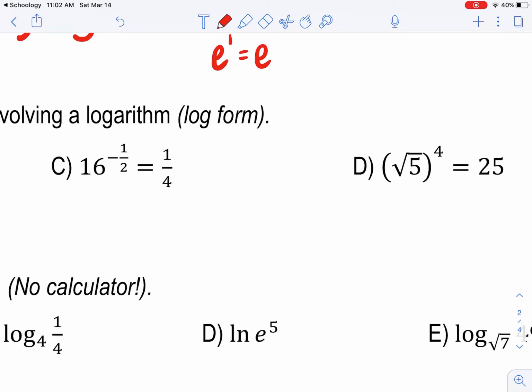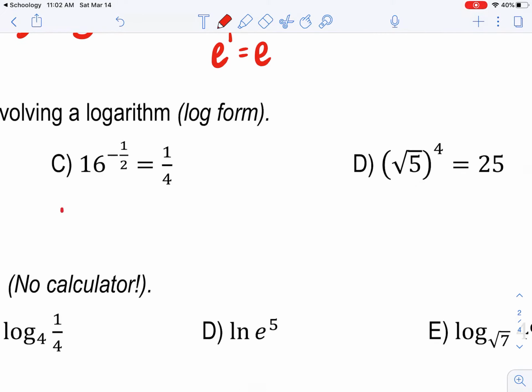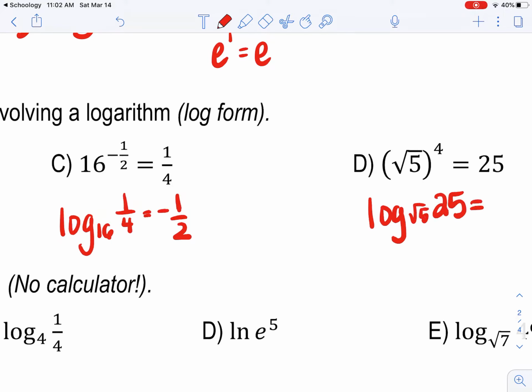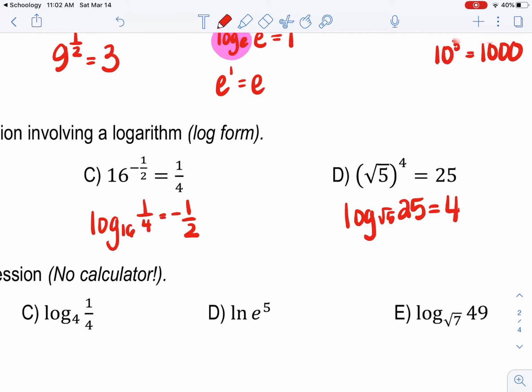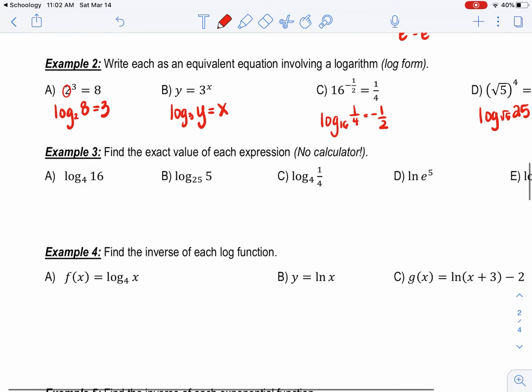All right, if you gave yourself a chance to do that, you have log base 16 of 1/4 equals negative 1/2. This one right here, log base root 5 of 25 equals 4. All right, so that's rewriting.